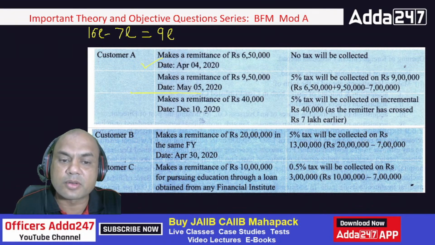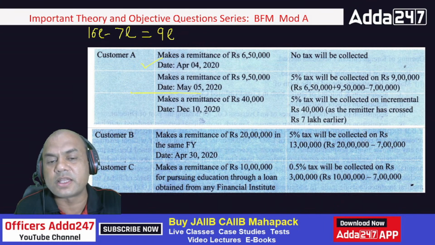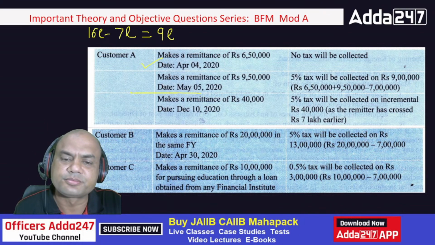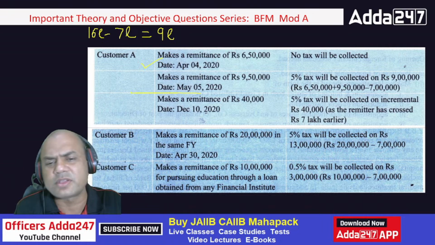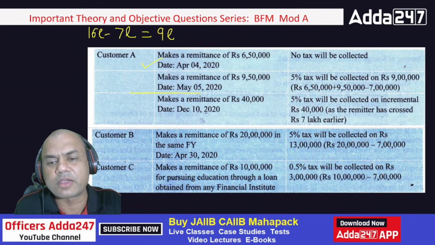Now there is customer B who makes a remittance of 20 lakhs in the same financial year. Means I come one day, a single day, and transfer 20 lakhs. What will the bank charge me? Simple. 7 lakhs subtracted, so 13 lakhs remaining. Bank will charge me 5% on 13 lakhs.